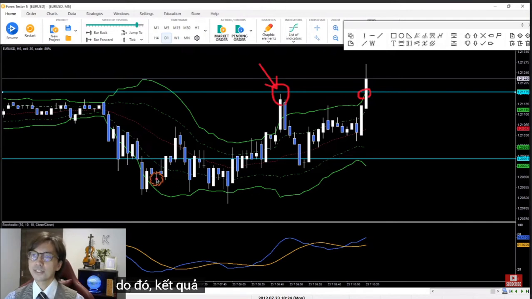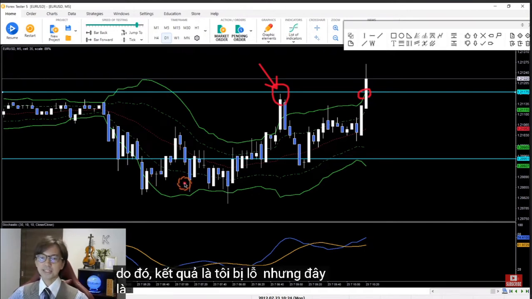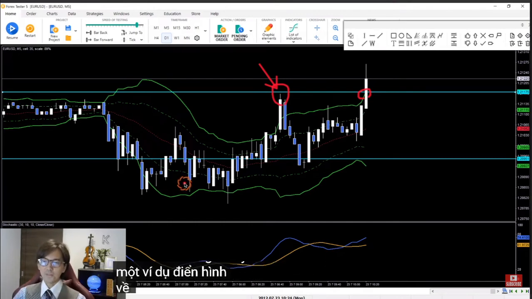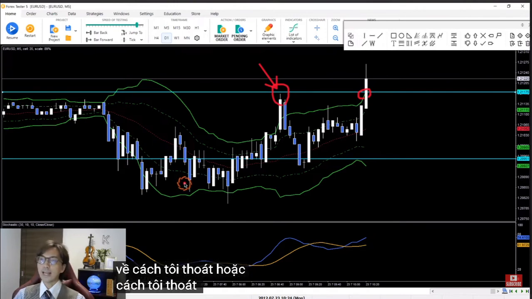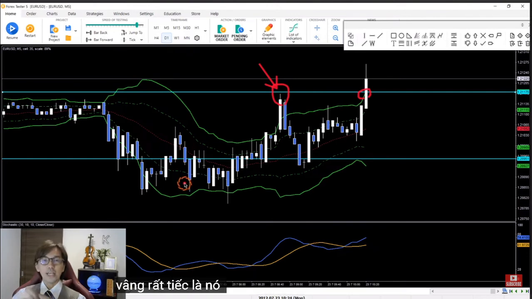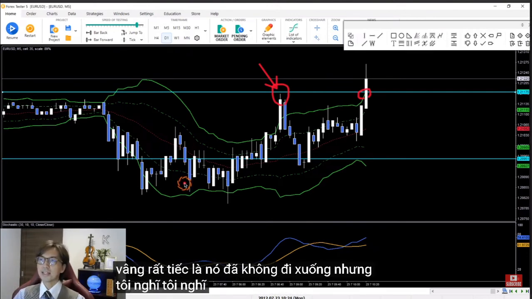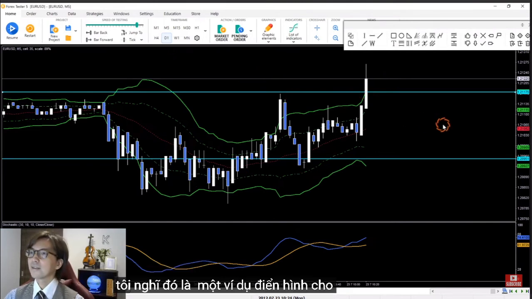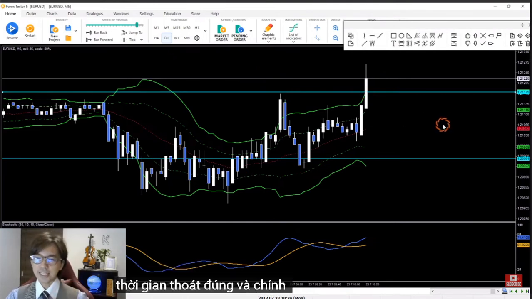So as a result, it was a loss, but I think this is a good example of how I exit in the 5-minute chart. Unfortunately it didn't go down, but I think that's a good example of correct and accurate exit timing.